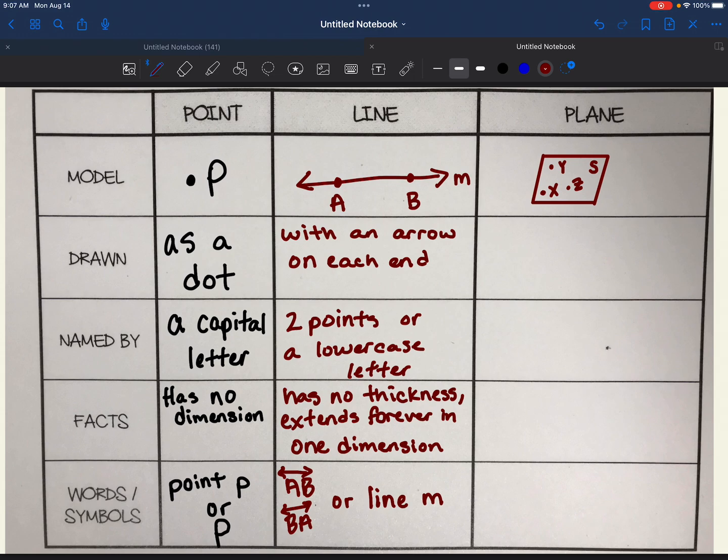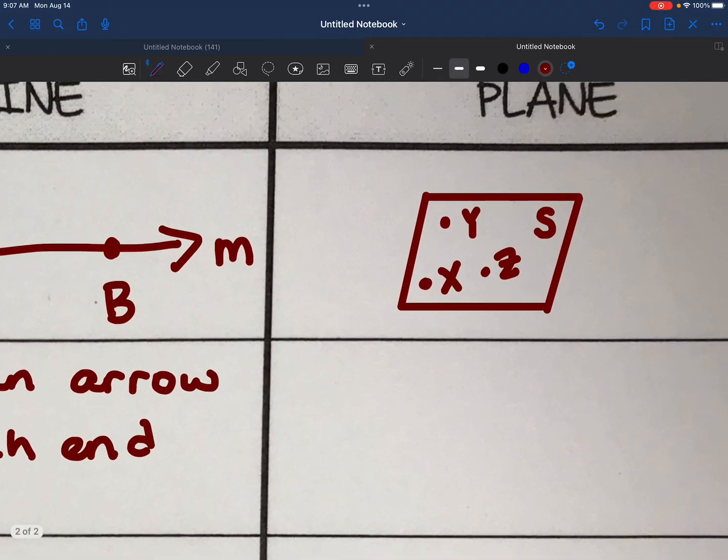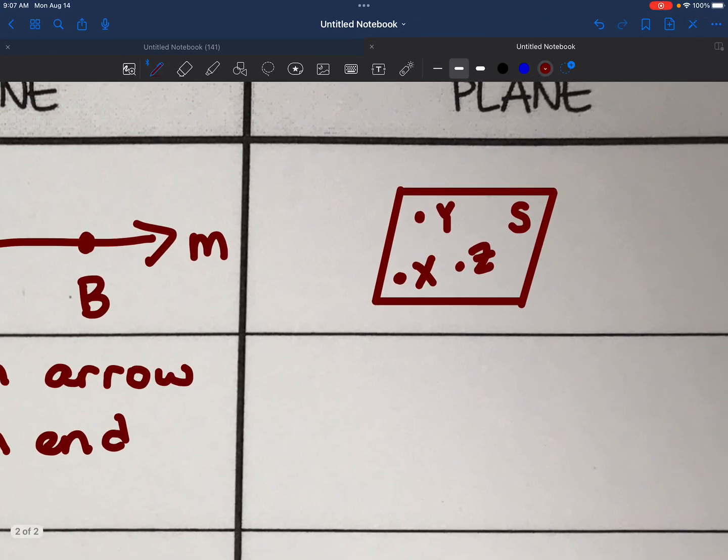All right, so we have a plane here. I know that's kind of hard to see. I'll zoom in just a little bit so you can see that a little better. Okay, so we have a plane here. How many points are listed in this plane? No. Three. How do we know? Yeah, because I have a dot with a capital letter, X, Y, and Z. Okay, and then S is also listed up there. Again, similar to the line. That's another way to name that point. Okay.